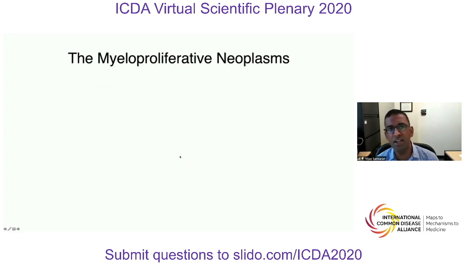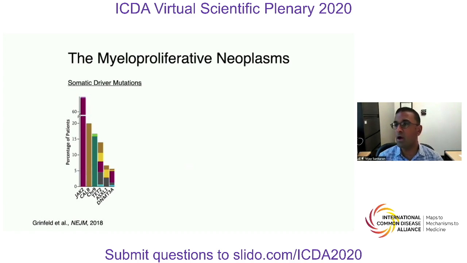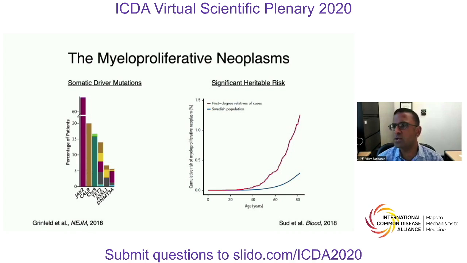Now, work over the past 15 years has defined almost the entirety of the somatic mutation landscape underlying and driving these disorders. This includes the very common JAK2 V617F mutation, as well as a handful of other mutations that explain the vast majority of cases. But one feature of these disorders that's been of particular interest to us is the tremendous heritable risk. As illustrated by the Swedish population study, individuals with a first-degree relative who has an MPN have a 5 to 7-fold increased likelihood of going on to develop a myeloproliferative neoplasm.